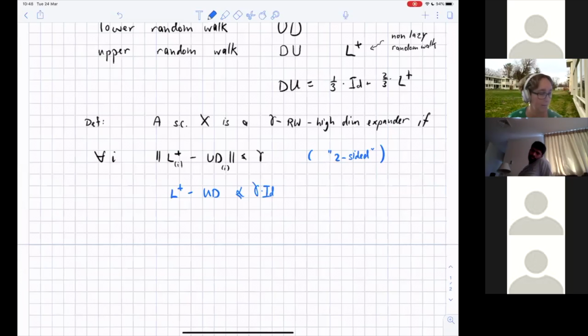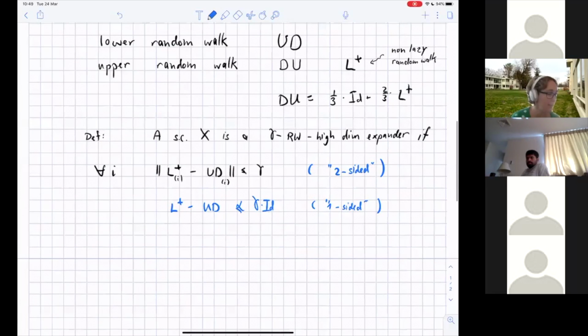Whereas this one is both upper bounding and lower bounding the spectrum of L plus minus UD. So in the one-sided definition, you can have, for example, bipartite graphs that are very good expanders. They can have a negative eigenvalue of minus one, so it's not bounded. These are all normalized eigenvalues of the random walks. You can have a negative eigenvalue of minus one, but it's still a very good one-sided expander. In the two-sided expander, all the eigenvalues that are not the trivial constant one are very close to 0, between gamma and minus gamma.